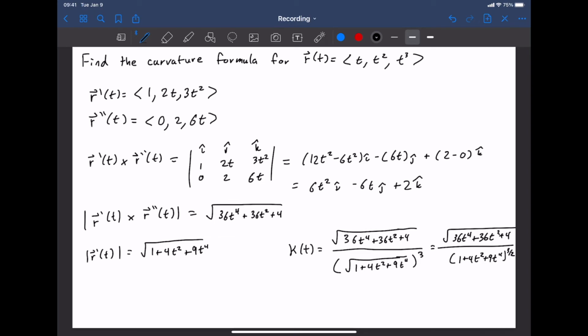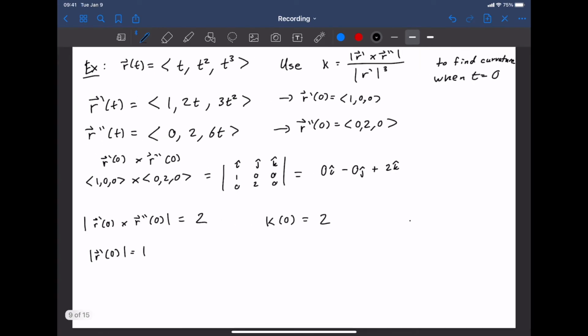But the point is, now that we have that formula, we could plug in any value. But you can see why I'm telling you, for exam purposes or homework purposes, plugging in things first makes this go a lot easier.